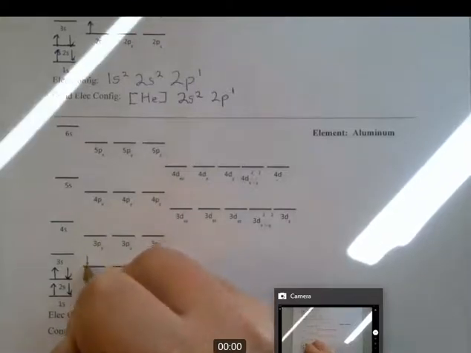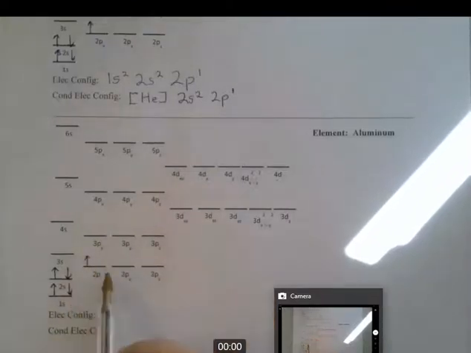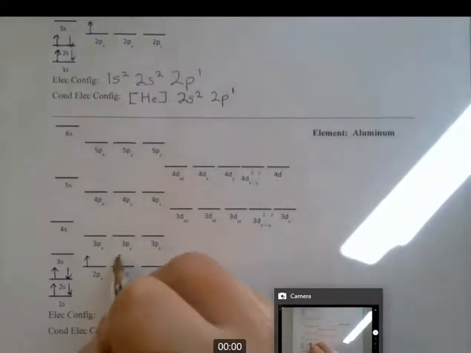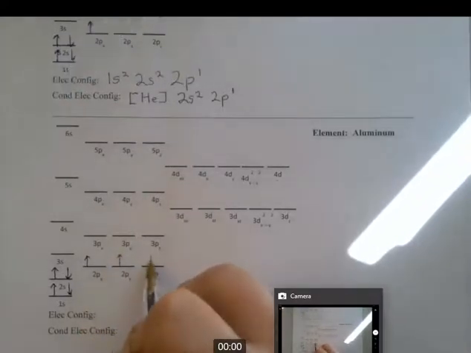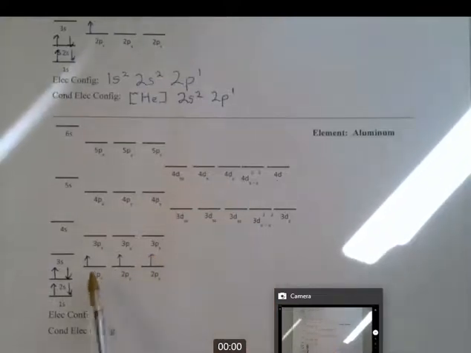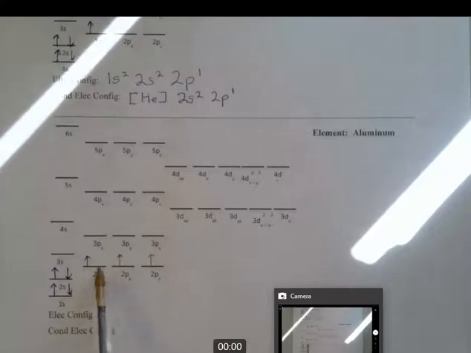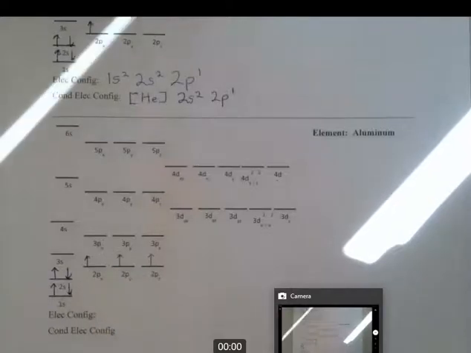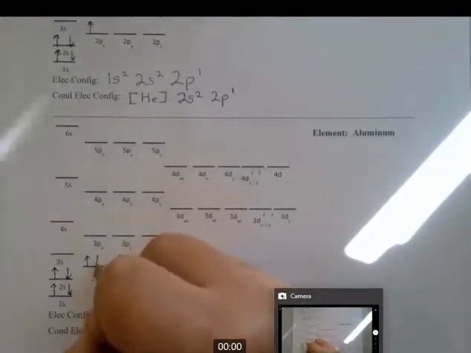So you do an up arrow, and then you don't put the down arrow in right away. You put in an up arrow in the next subshell and an up arrow in the next subshell. And that's called Hund's rule. Hund's rule says you have electrons of similar spins, in this case up arrows, and you spread them out through all the subshells until you put one electron in each subshell. Now we need to come back and put a down arrow.